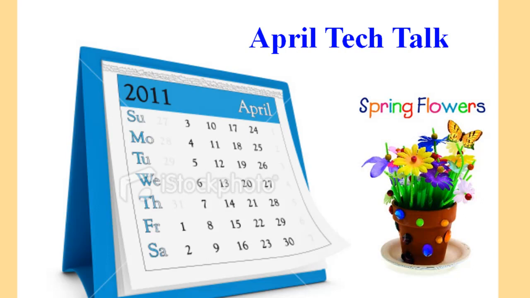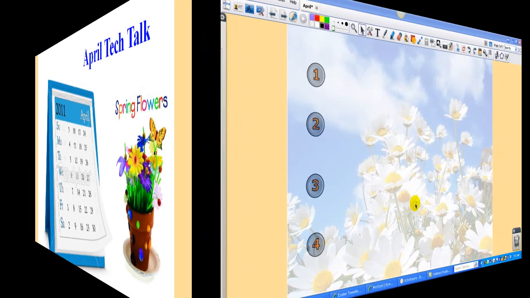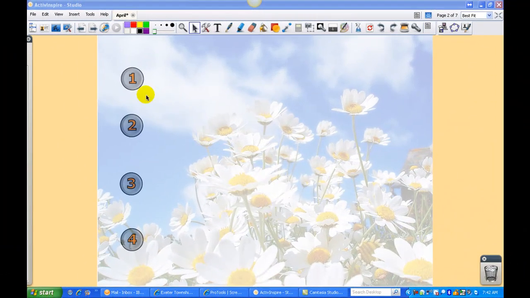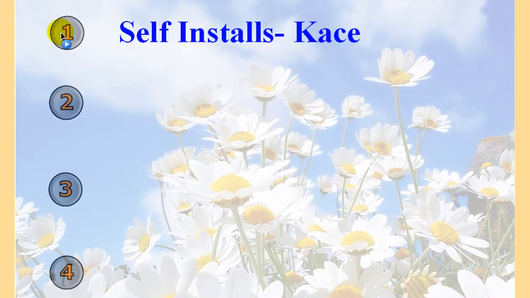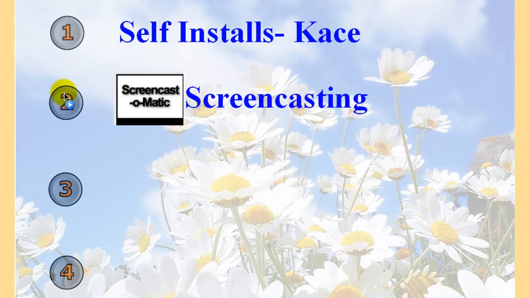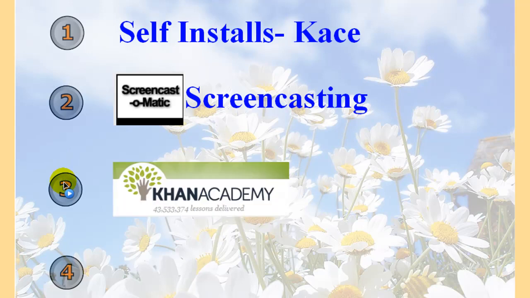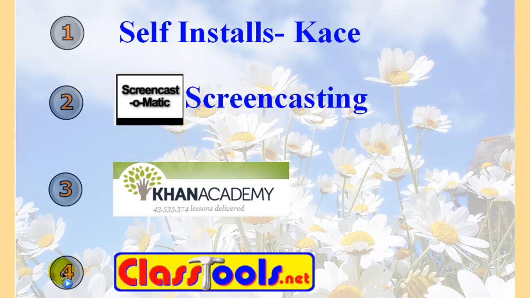So this month we will focus in on 4 areas. Okay, let's get started. The 4 areas that I want to talk about this month are self-installs using the Case software, screencasting, a web-based screencasting tool called Screencast-O-Matic, which is pretty cool. I'm going to share that site with you. Khan Academy is a great resource to share with your students. And finally, class tools. There's a lot of neat little applications that you can use within your class.